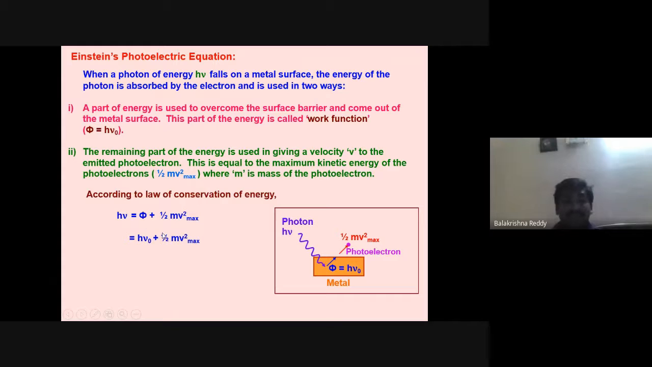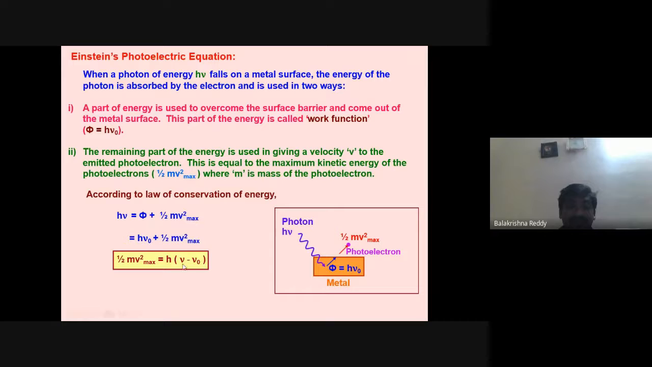Therefore, I can write phi equal to h nu naught, the photon energy used to overcome the work function at the threshold frequency. So I can write this equation: the maximum kinetic energy equal to h into nu minus nu naught. This is the actual Einstein photoelectric effect equation.